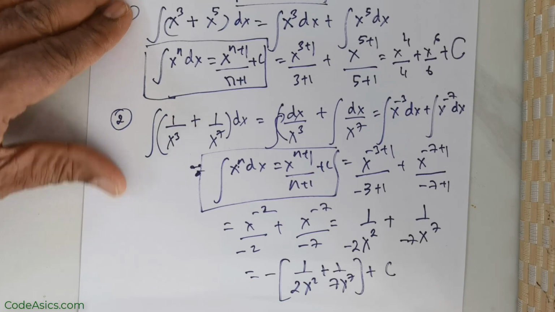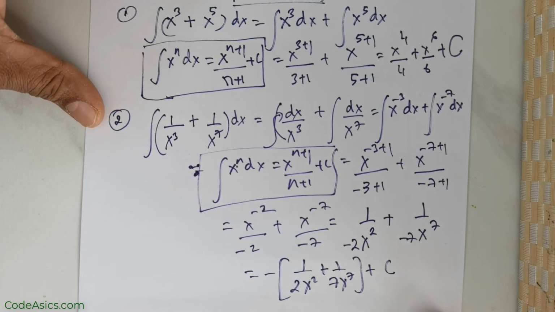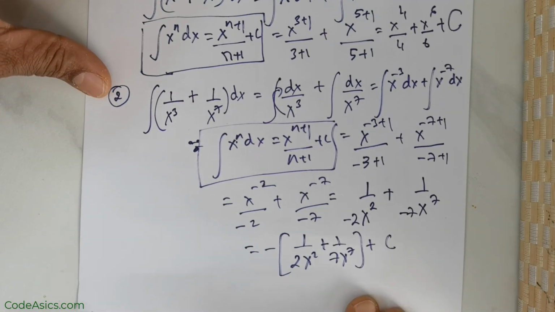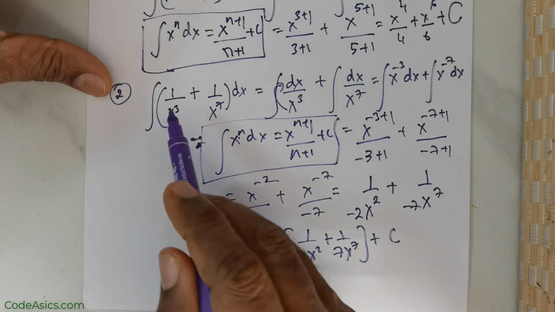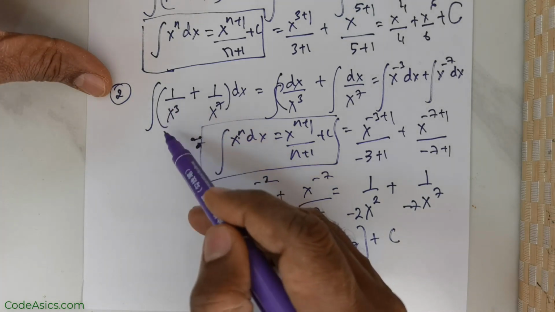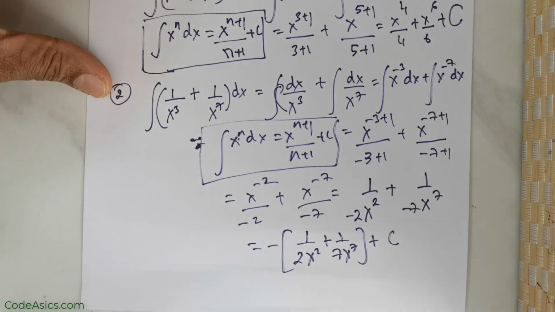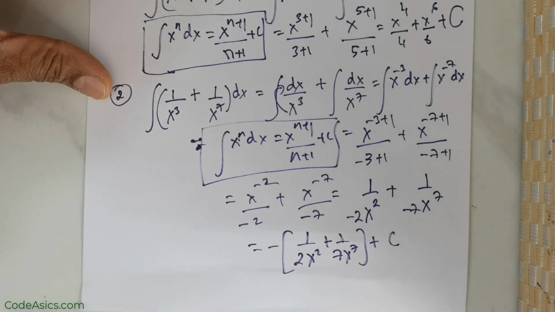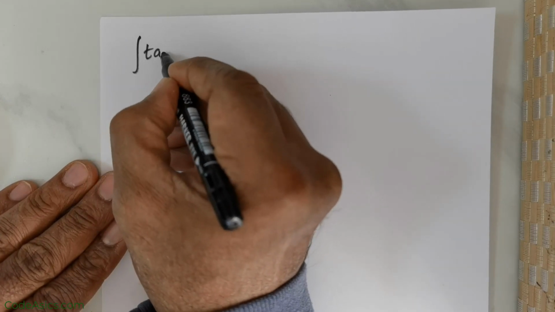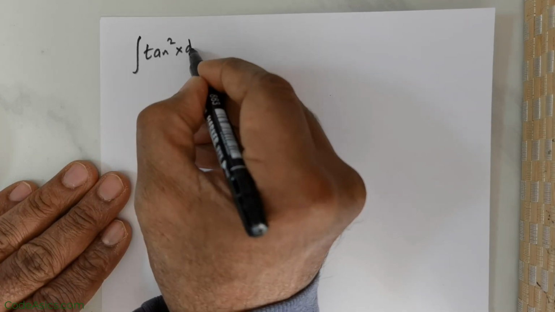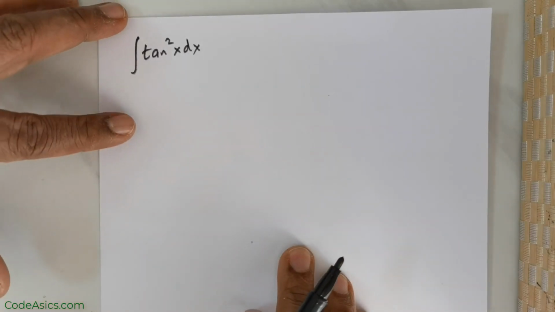So this is a lovely question that is important in understanding how we can deal with quantities when they are in the denominator. So let me move on to the next question. Now let's do this question. Suppose we are asked to integrate the integral of tan squared x dx. How are we going to do this?